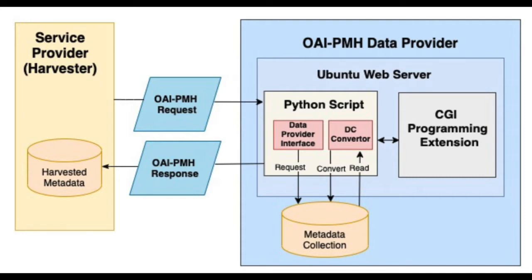converter script. The data provider interface script then requests the DC converted metadata and returns the appropriate OAI-PMH response to the service provider, who can then store the metadata in their harvested metadata collection.